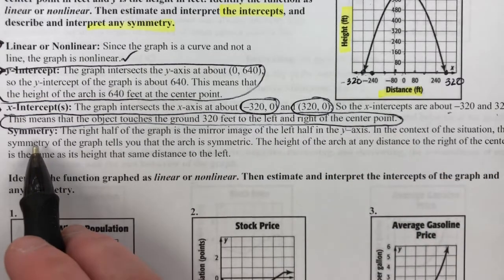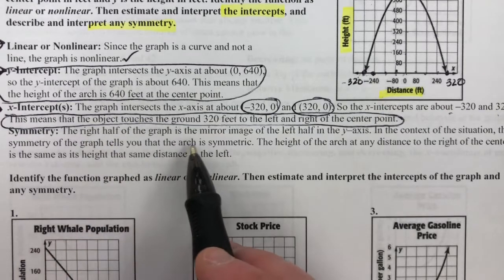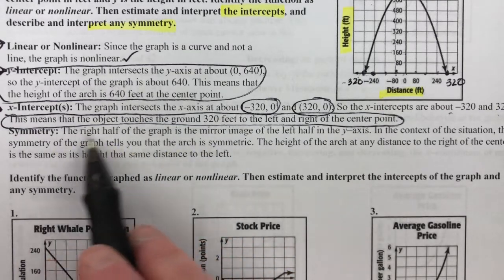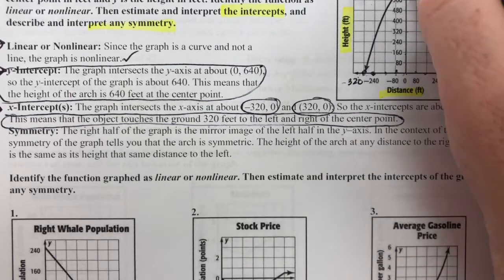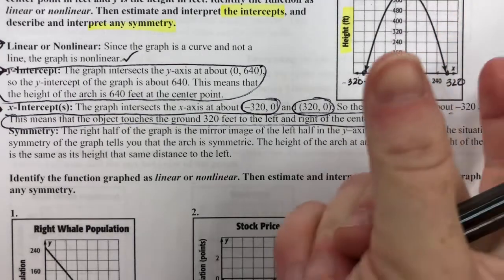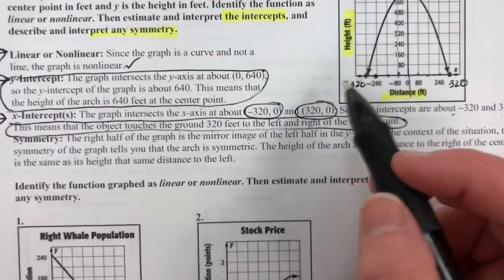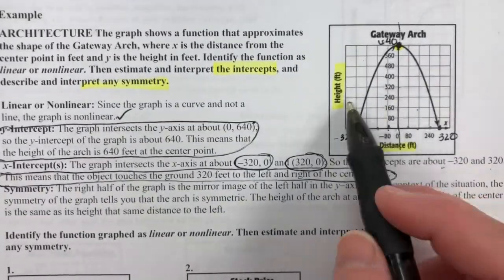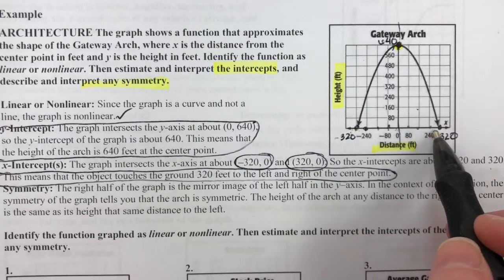All right, and then symmetry, that's the last thing. Does it have a line of symmetry? The right half of the graph is the mirror image of the left half across the y-axis. So if we drew a line right here on the y-axis and we folded this guy up along the y-axis, both sides would match up perfectly, right? This side goes 320, this side goes 320. They would match perfectly.